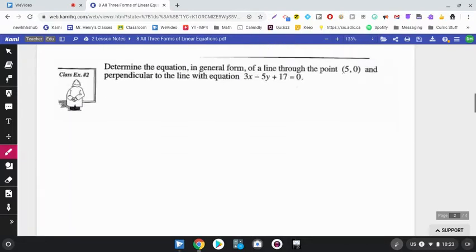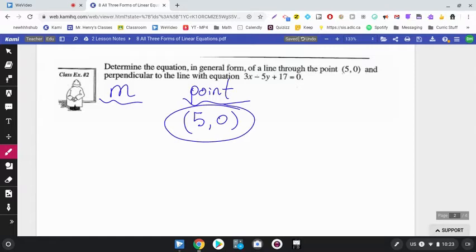All right. Number 2, determine the equation in general form of a line through the point (5, 0), and perpendicular to the line 3x minus 5y plus 15. Two things. No matter what, I need the slope, and I need a point. Well, reading the question, it says in general form, yeah, we'll get to general form later. It goes through the point (5, 0). Well, there it is. There's your point.